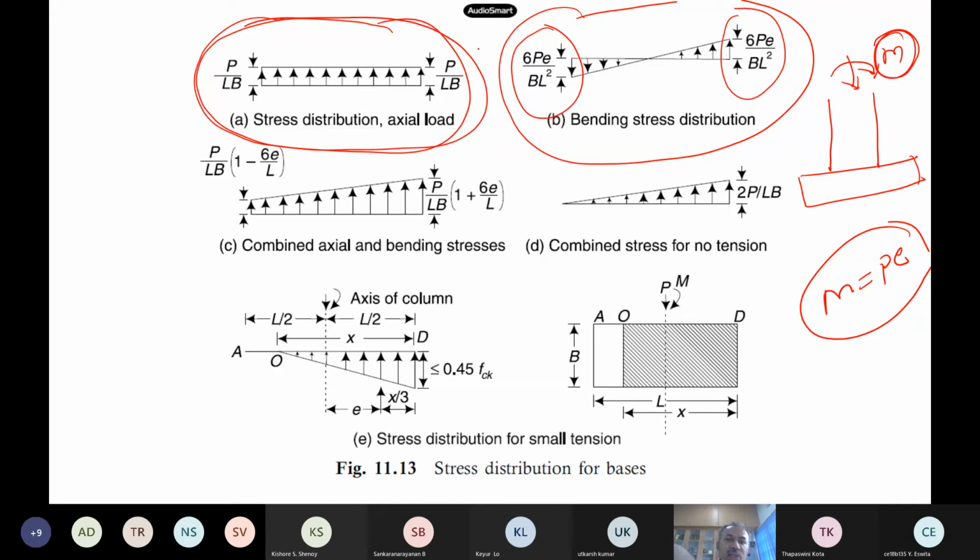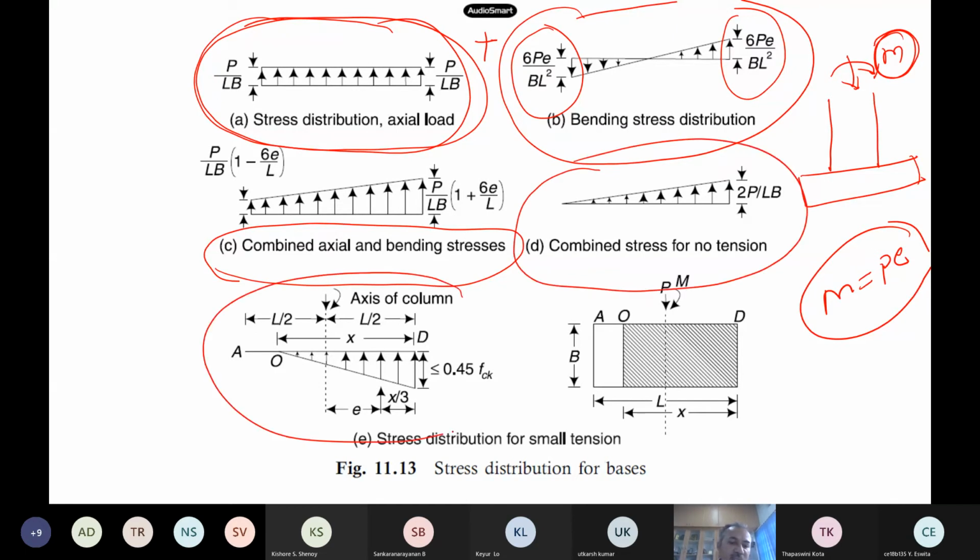So you can easily write 6P by B times L squared. If I add these two, when it is subjected to load plus bending moment, I will get this type of stress distribution. Depending on E, depending on my moment and load, I can have a variety of cases. The whole column may be under compression, but not uniform, something like this. Or depending on my M value and P value, I can have a case like this, where maybe this side of the column will be in tension. One side tension, the other side compression will also come. So how do we do the design for these types of cases?